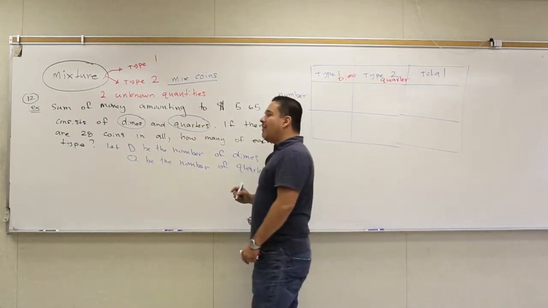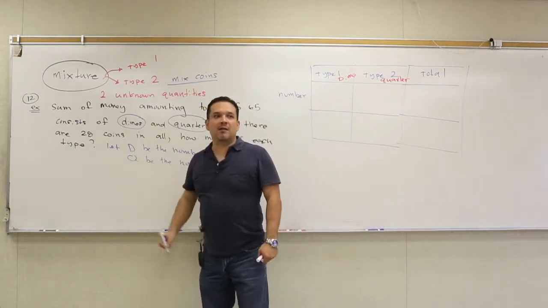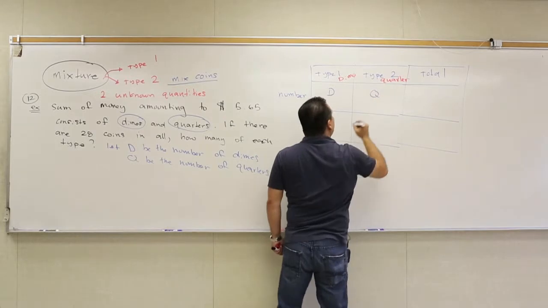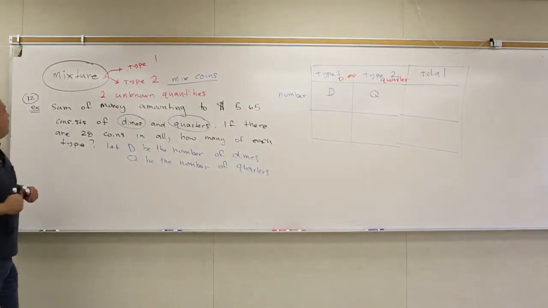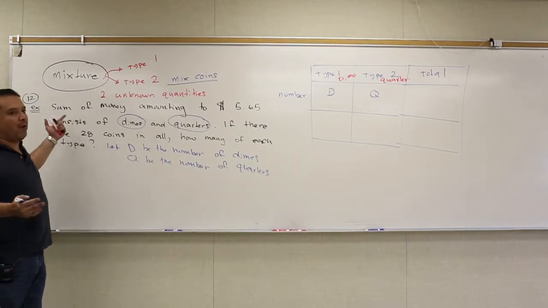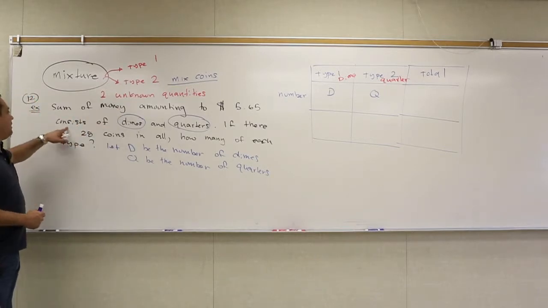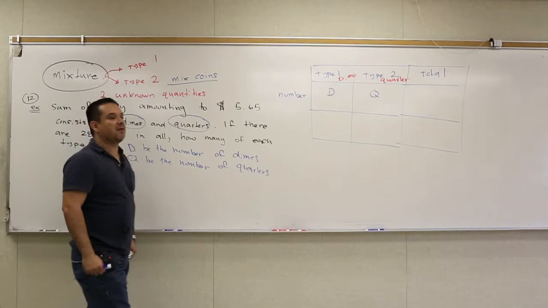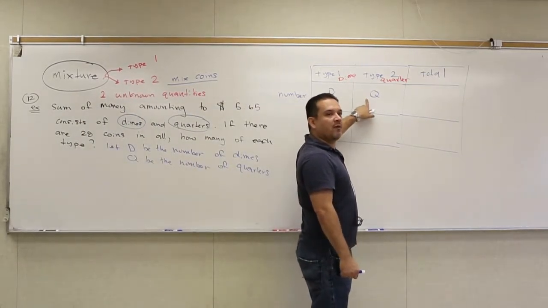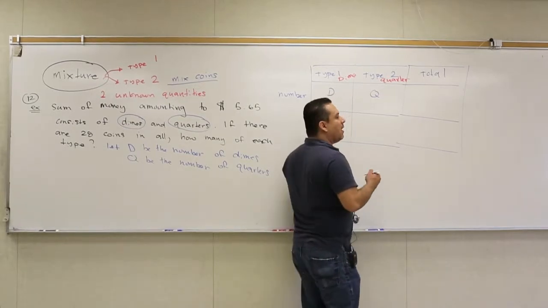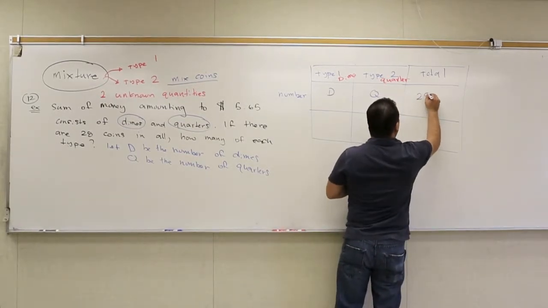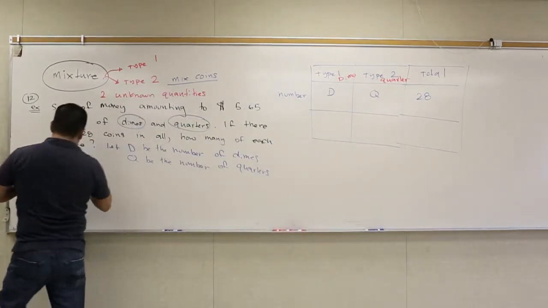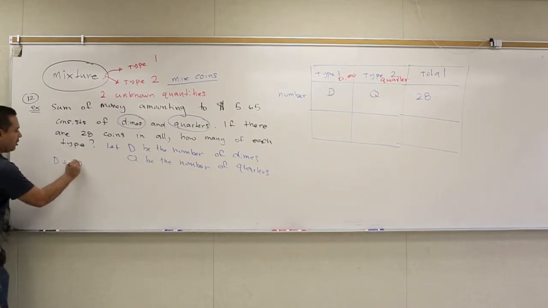So how many dimes do you have again? We don't know. We're going to let D. D is the number of dimes. How many quarters? Q. Now when we read this over and over again, what do they say? That the sum of money, coins, amounting to $5.65 consists of dimes and quarters. If there are 28 coins in all, what do you think that means? D is the number of dimes, Q is the number of quarters. How many coins do you guys have total? 28. So when I add my D with my Q, what do I get?